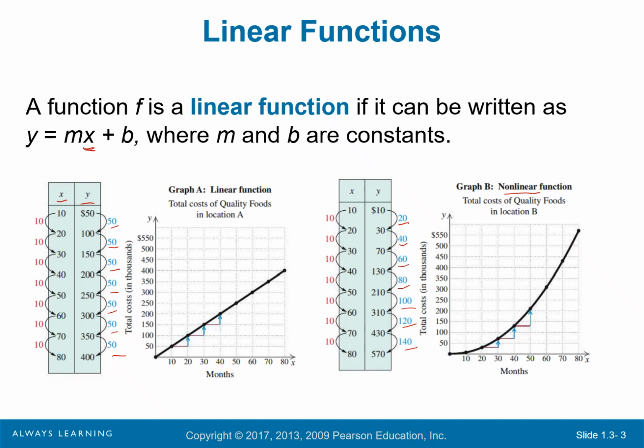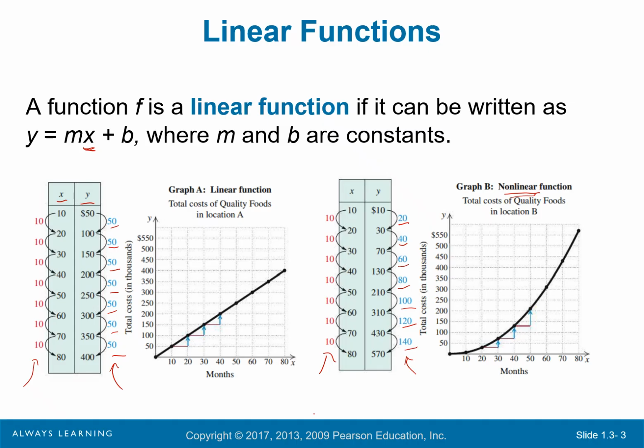So if you need to check if something's a linear function and you're given a table of values, check that your x's are changing the same and your y's are changing the same. And if your x's are changing the same but the y's are not the same, that means it's nonlinear. Okay.